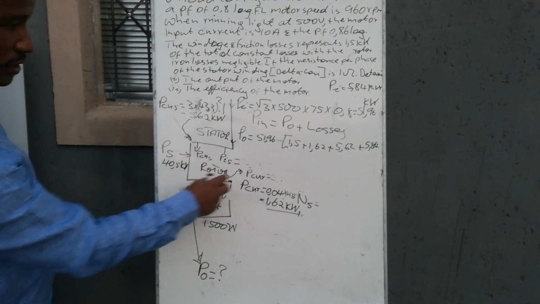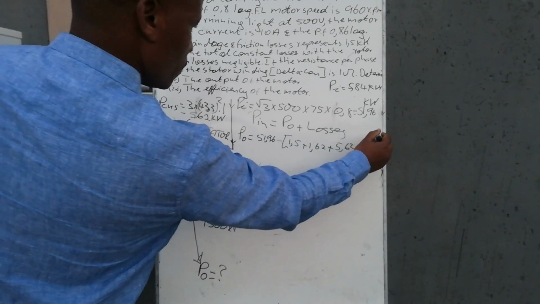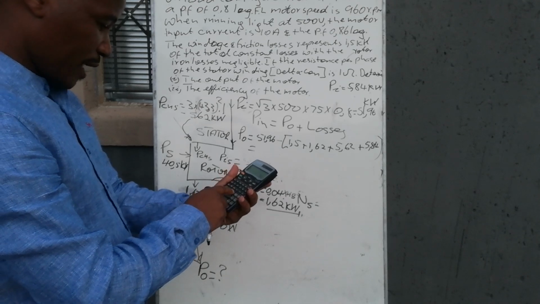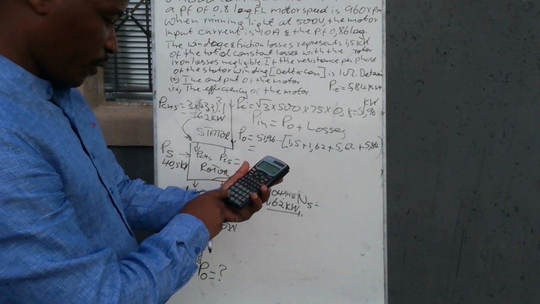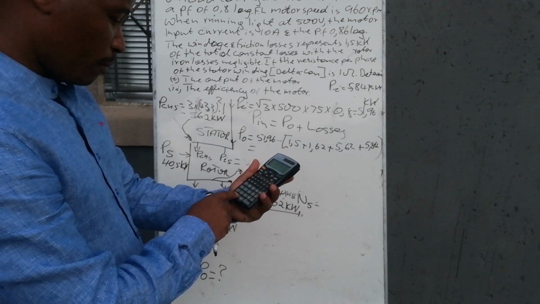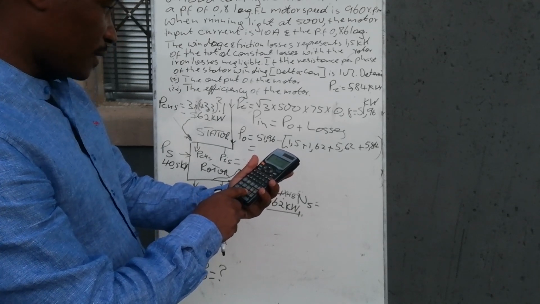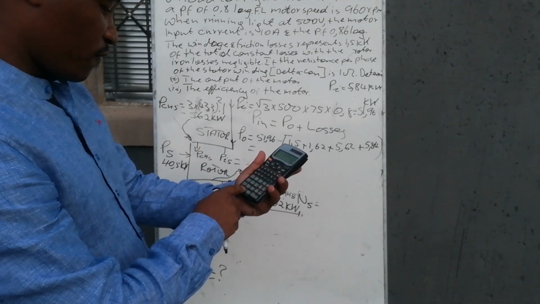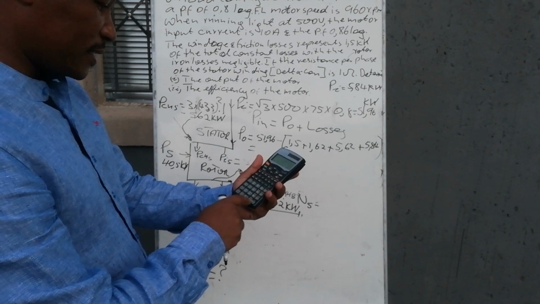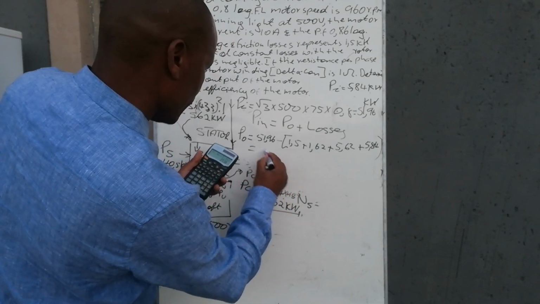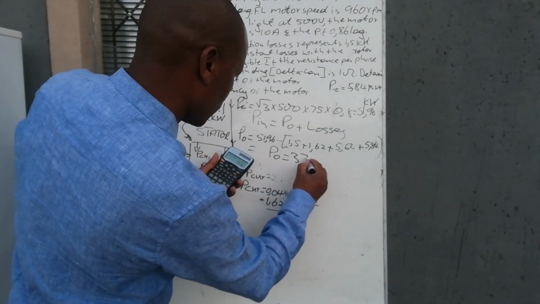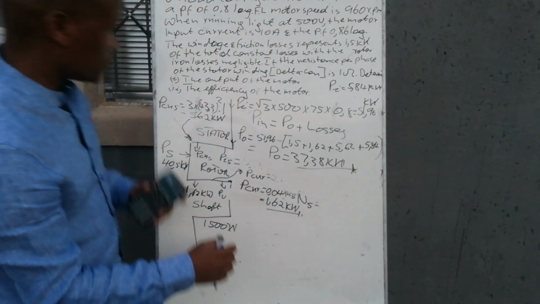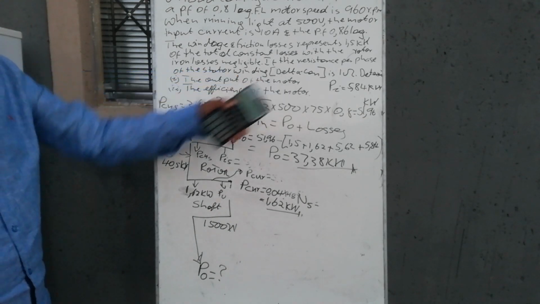The losses, 1, 2, 3, 4, and then of course 51.96 minus, open brackets, 1.5 plus 1.62 plus 5.62 plus 5.84, closing brackets. The output is equal to 37.38 kilowatts. That's the output. You were requested to calculate the output of the motor.